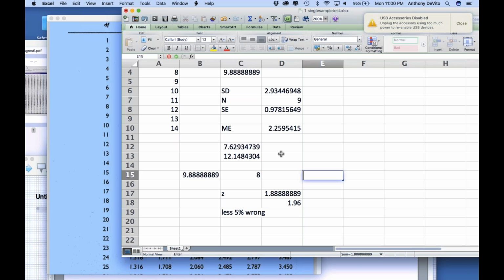Where am I now? I forgot where I was. Okay, it is equal to 9 point. My confidence interval is 7.62 to 12.1. It automatically updated because my margin of error was a bit larger.